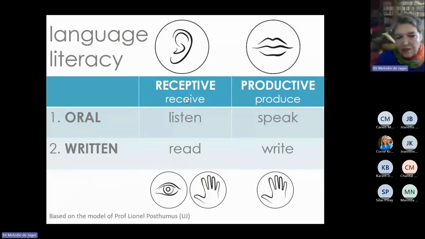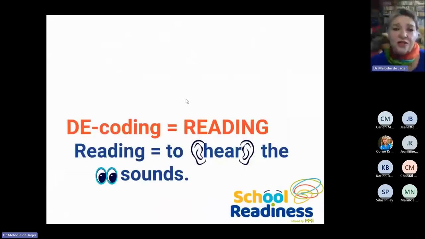You need to read and then you need to write. Okay, I understand that. But when we look at our children in South Africa and we look at the PIRLS results, and we look at what the children are really battling with in foundation phase, we see they battle with decoding, because decoding is part of reading. Reading is to hear the sounds that somebody else put down on paper or screen.